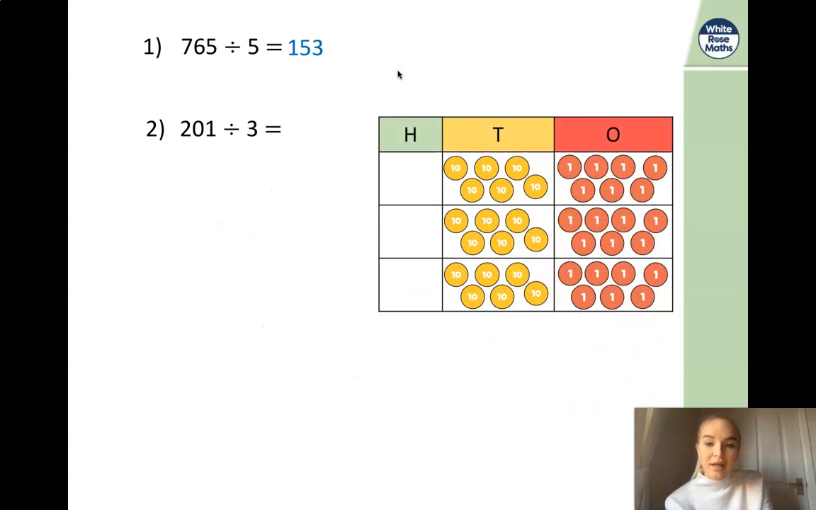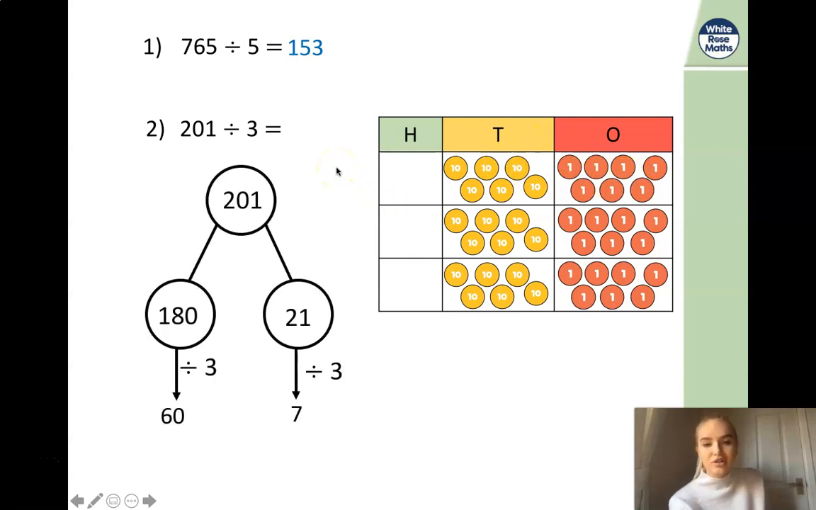Having a look really quickly at the next one, you can see that I've had to exchange my hundreds in this number because I did not have enough to fill all of my rows. I have then made the exchange, and then I have been left with 6 tens and 7 ones. And let's see how I partition this.